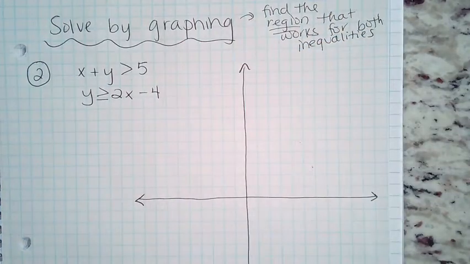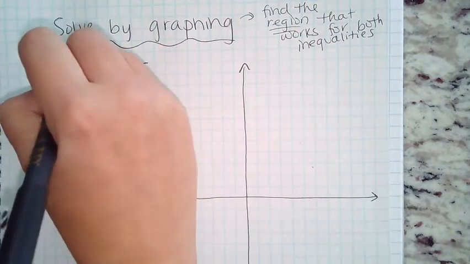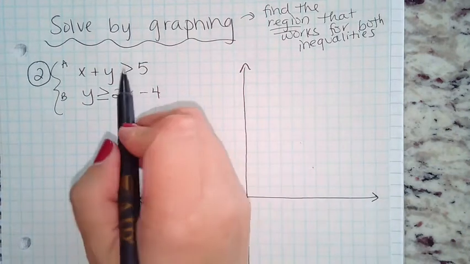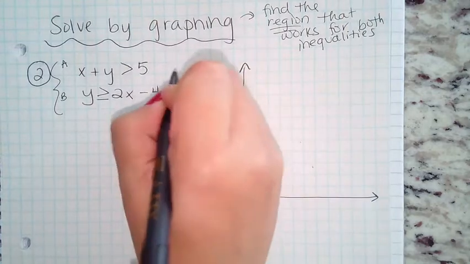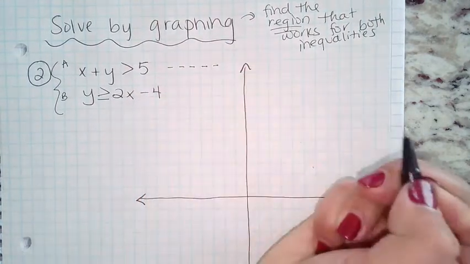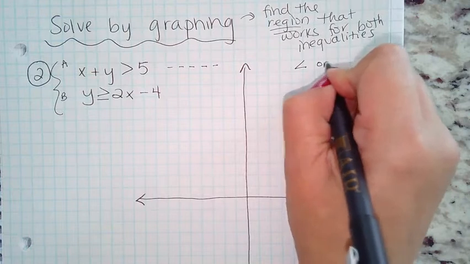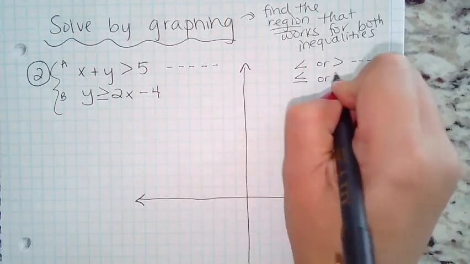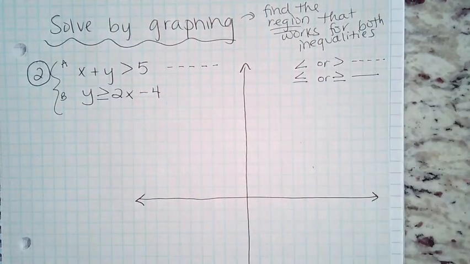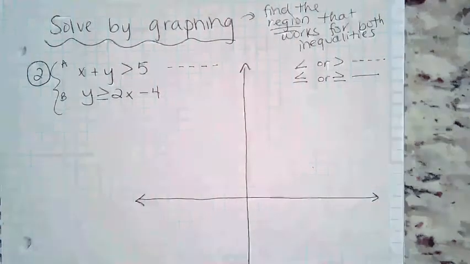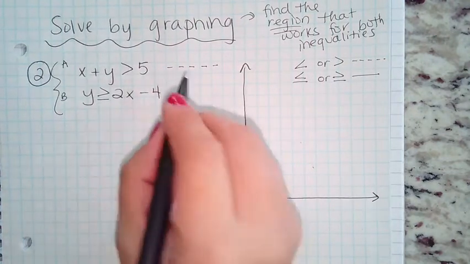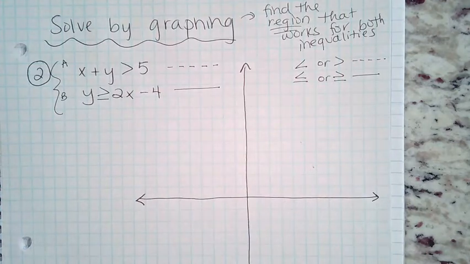Okay, so same thing. I'm going to call this A and this B, and I'm going to take a minute to graph both of those. So if I look at A, this is going to be a dotted line, and it's a dotted line because if we're less than or greater than, we have a dotted line. If we're less than or equal to or greater than or equal to, we have a solid line. So this first one's going to be dotted because we're greater than, and this one's going to be solid because we're greater than or equal to.